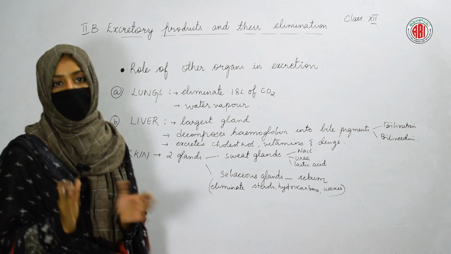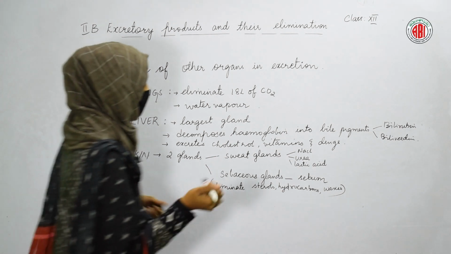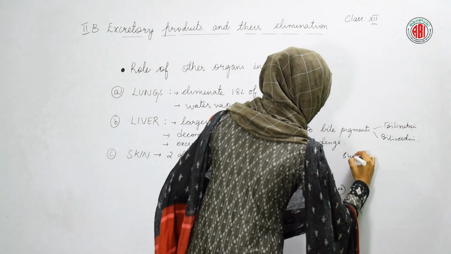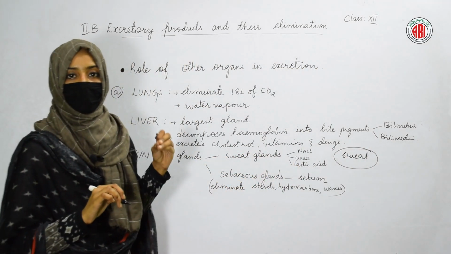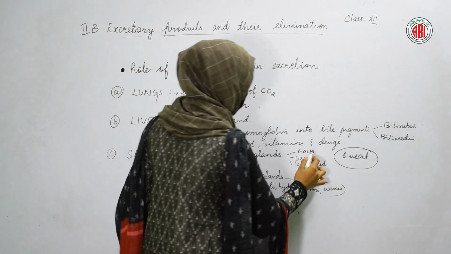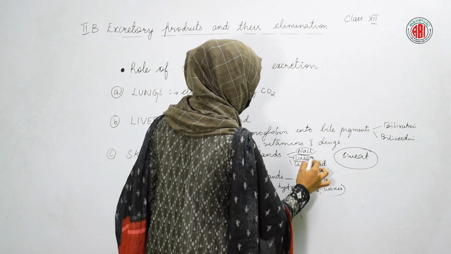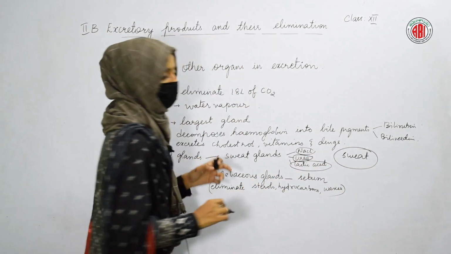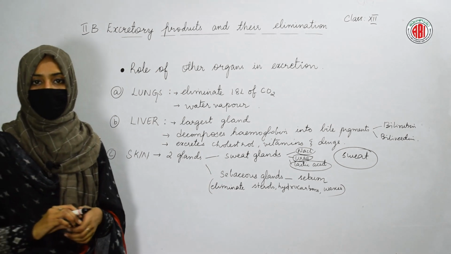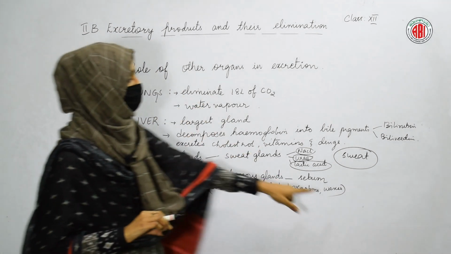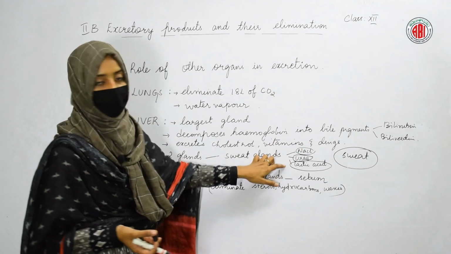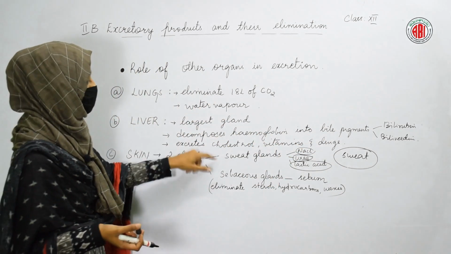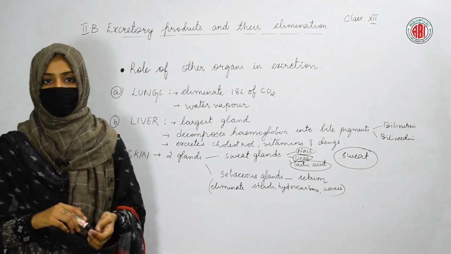It secretes a watery fluid in the form of sweat, and through this sweat it can eliminate different waste substances: NaCl can be removed, urea can be removed and lactic acid can also be eliminated from our body through sweat. That is, in the form of sweat, we can eliminate NaCl, urea and lactic acid. This is how the sweat glands help in the process of excretion.